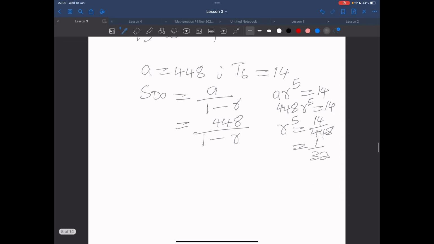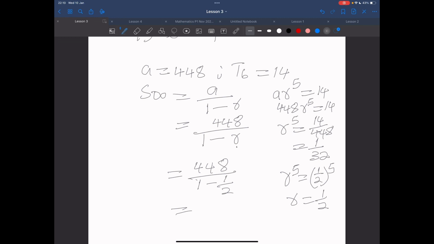So we will have R to the power 5 equals 1 over 32, which is the same as 1 over 2 to the power 5, giving us R to be 1 over 2. Now we have the common ratio. We can substitute in our formula. So sum to infinity will be 448 over 1 minus 1 over 2. And then we just get our answer. You can press your calculator and get that answer. So it's an easy one.